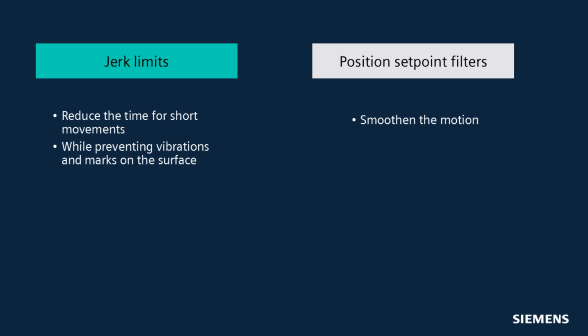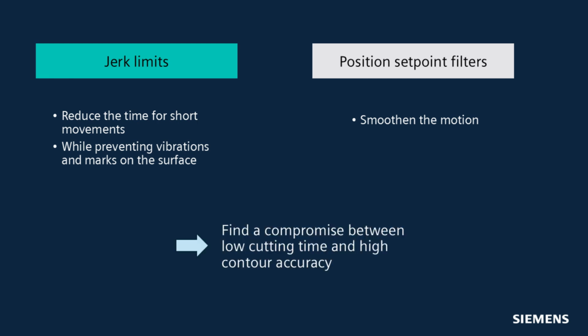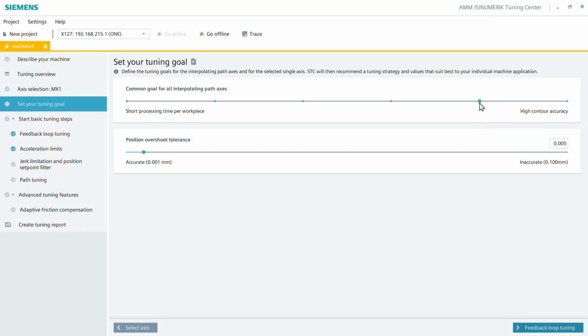For this reason, STC adds additional smoothing using position set point filters. This smoothing means the actual axis position is slightly delayed, which increases the following error. In return, you get vibration damping without losing time, but at the cost of some accuracy. Please note, filter settings are defined in the tuning goal of the interpolating path axis. The recommended settings give you the best compromise between saving cutting time and achieving high contour accuracy.